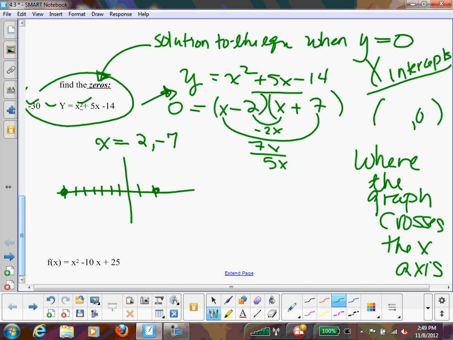I know that my y-intercept is... Where's my y-intercept? Well, how do you find your x? It's negative 14, right? Isn't that the standard form? Where's your y-intercept? Negative 14, right?